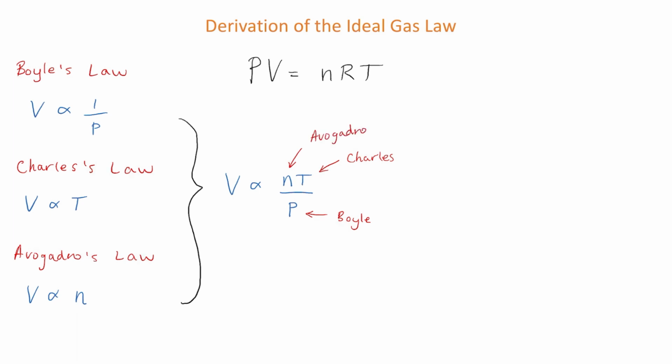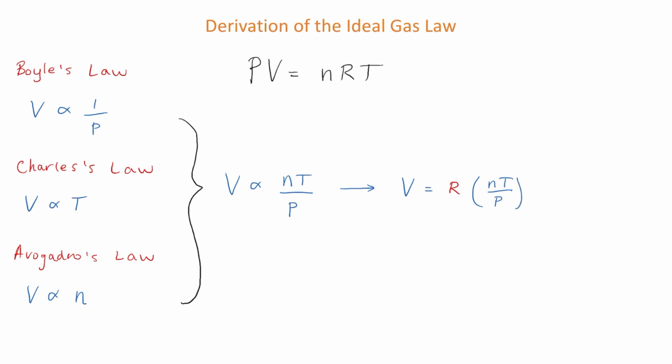Now the problem with this is that it's not yet an equation, since we have this proportional sign, and what we need is an equal sign. So how do we convert this from something that's proportional to something that's equal to?